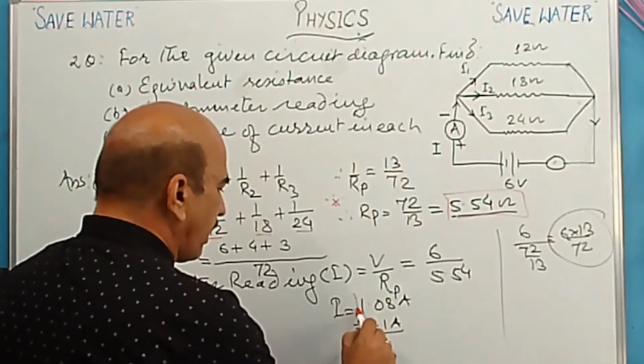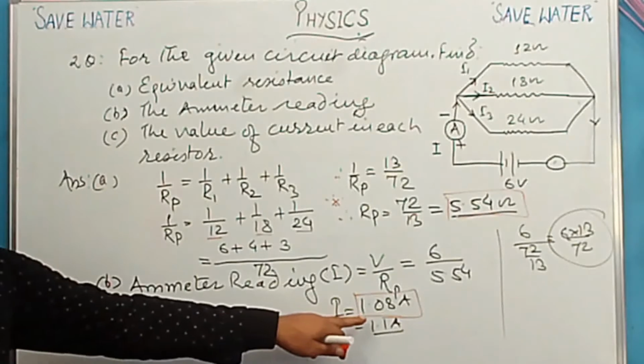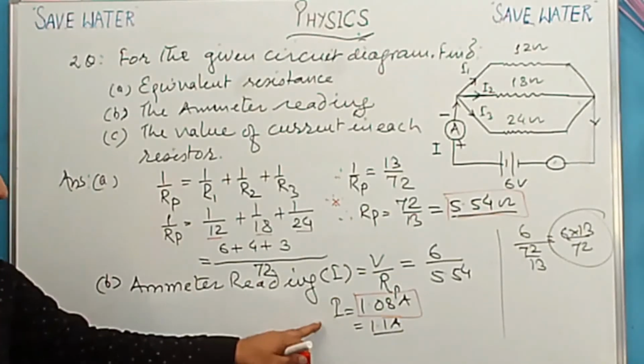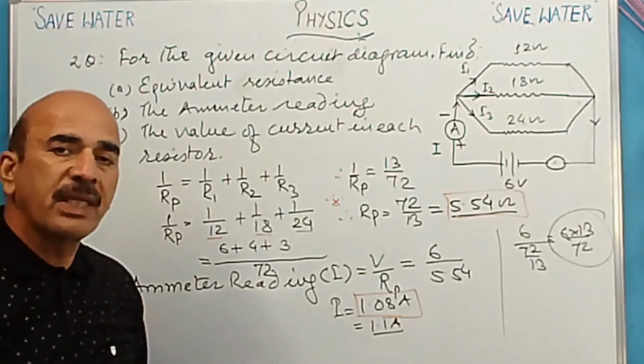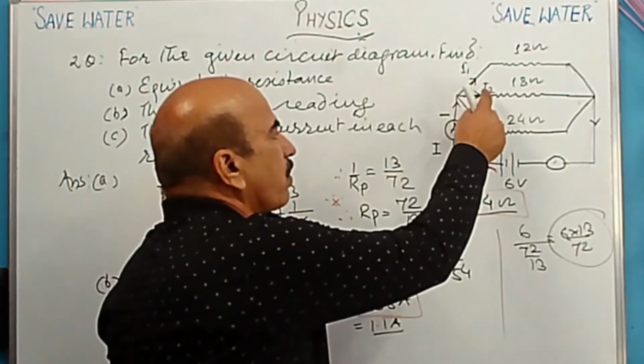So here इसको भी हमने बॉक्स में कर दिया. ऐसे in exam you will be writing with blue pen, तो इसको black से बॉक्स कर देंगे. So this is the ammeter reading I 1.08 ampere. So now this is the total current. Now we have to get the current I1, I2 and I3.